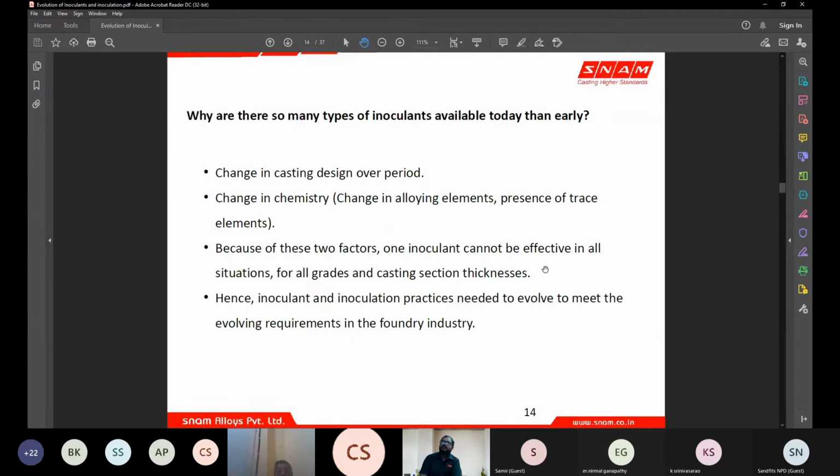So why are there so many types of inoculants available today than earlier? We see that experienced foundrymen who have been casting 10 or 20 years ago, there were not this many types of inoculants available. They would primarily have a basic inoculant, like silicon based or calcium based. But now people are trying to come up with new types of inoculation processes or new types of inoculants by adding different chemical combinations, where you tend to apply every inoculant to meet the specific requirements of a foundry.